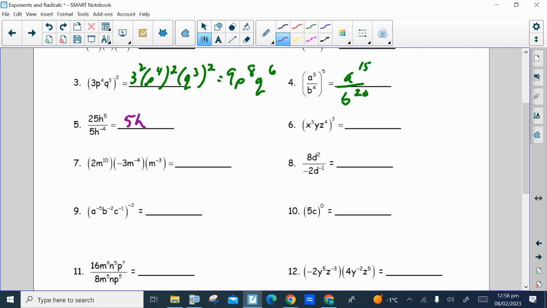When you divide powers with the same base, what do you do to the exponents? You subtract them. And what happens to the base? Pardon? No, the base stays the same. So you're going to subtract 5 and negative 4. Cheney, what's 5 take away negative 4 become?